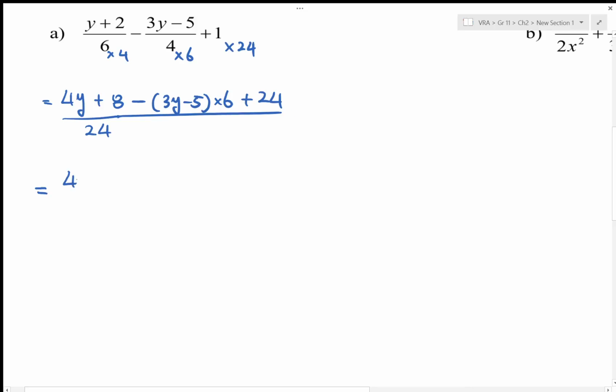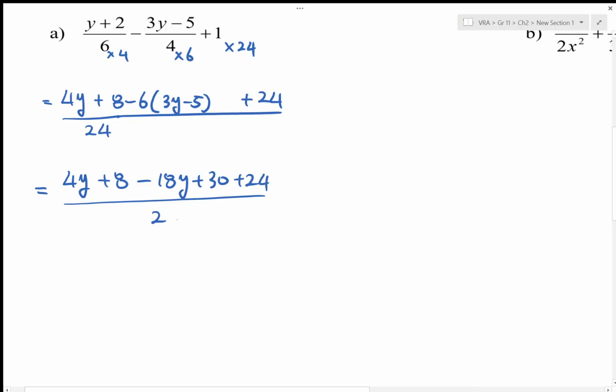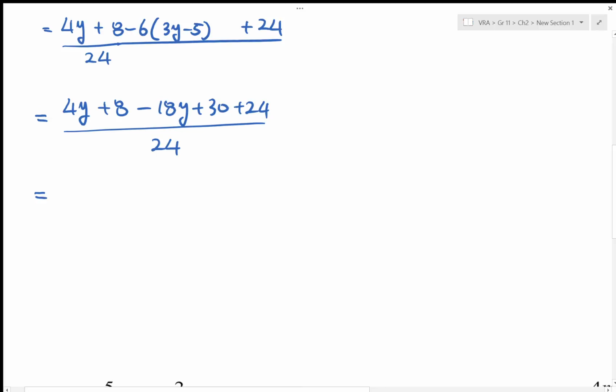So then this equals 4y plus 8 minus 18y. I'm going to rewrite this times 6 this way. Plus 30 plus 24 over 24. Now this becomes negative 14y, and then plus 62 over 24.